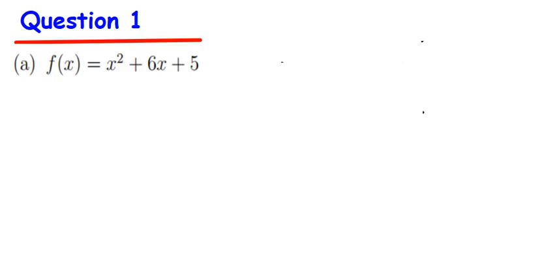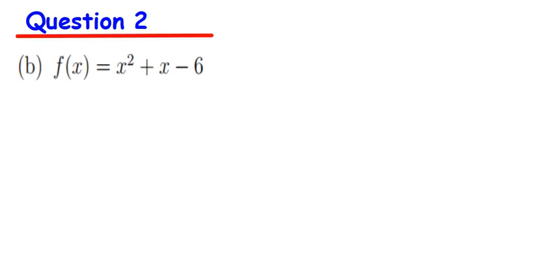We've already found the turning point. Just find the intercepts and you graph. Then you're done. So let's solve the second equation. So we've got x squared plus x minus 6.